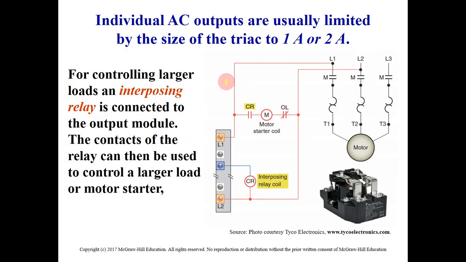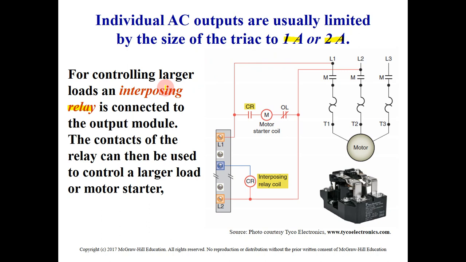We go back to this circuit, where individual AC outputs are usually limited to the size of the triac. That means it depends. If I want to connect a small load, and the triac is only 1 ampere, 2 amperes, it's okay. But if I want to control a higher load, I should use the relay. The relay is more flexible in the rating, so you can control a small load or a big load. With the triac, I have a limitation in terms of the current rating.